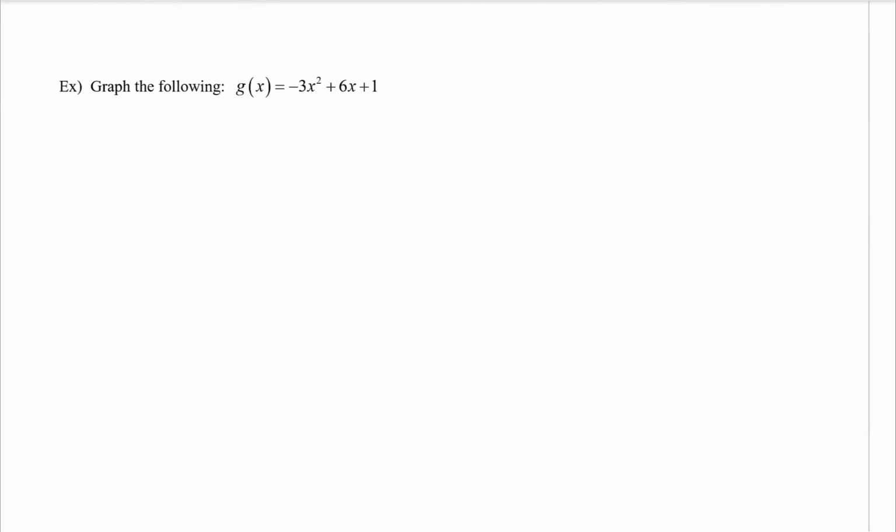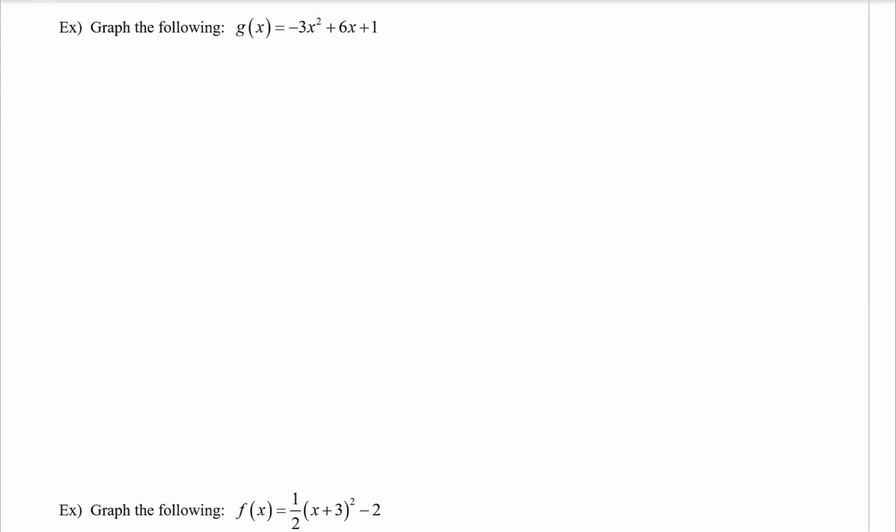All right, so let's say we wanted to graph a parabola. We want to graph this quadratic function, and it's in standard form. Well, if it's in standard form, you can definitely leave it in standard form and graph it. That is definitely an option. So let's take a look at that. So this is standard form.